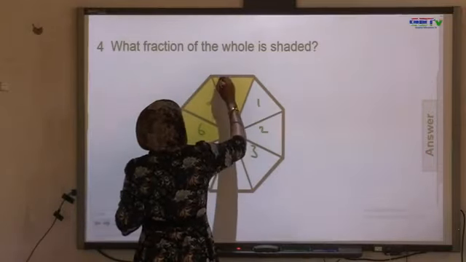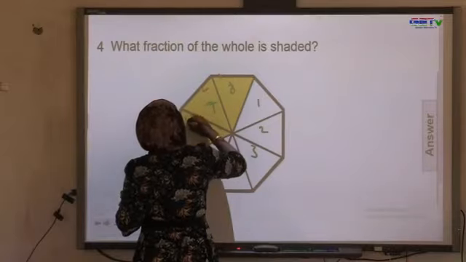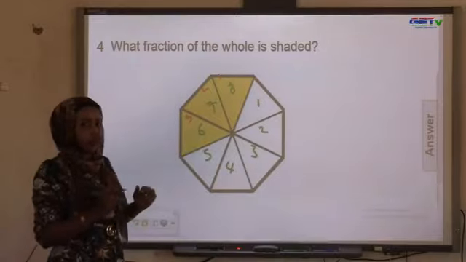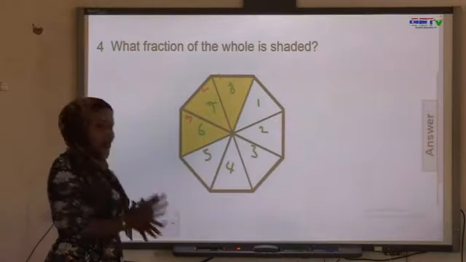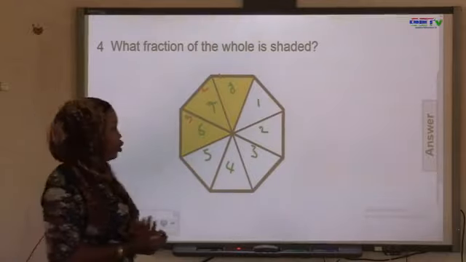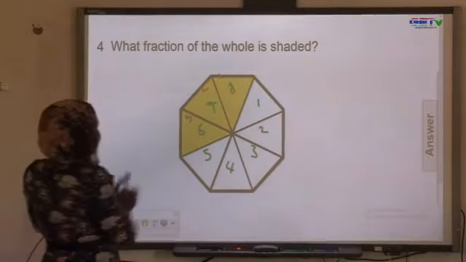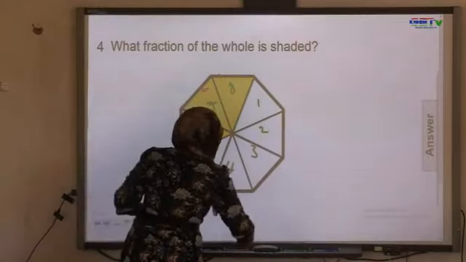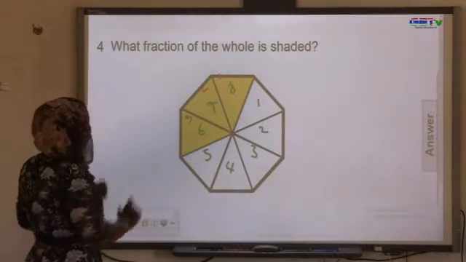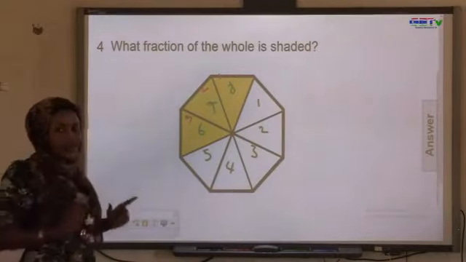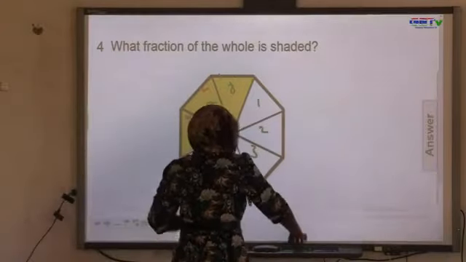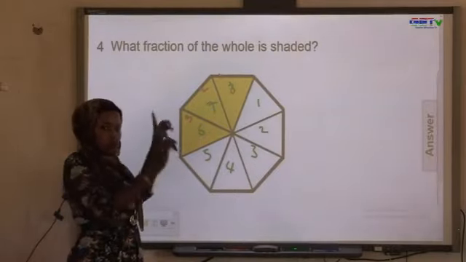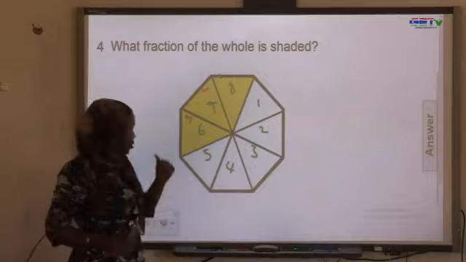We have 1, 2, 3. 3 parts are shaded out of the 8 parts that we have. So out of the 8 parts, 3 parts are shaded. Now, let's go back to the question. And it says, what fraction of the whole is shaded? Already, we have confirmed that 3 parts of our whole is shaded.